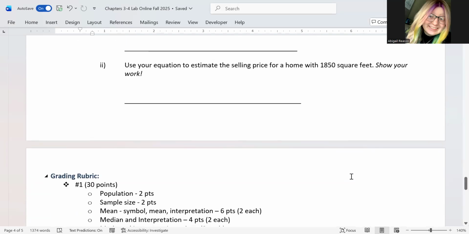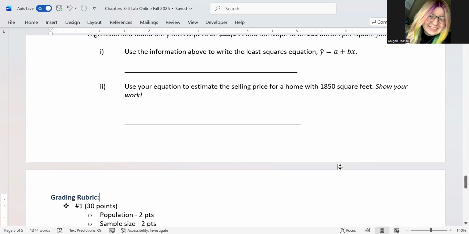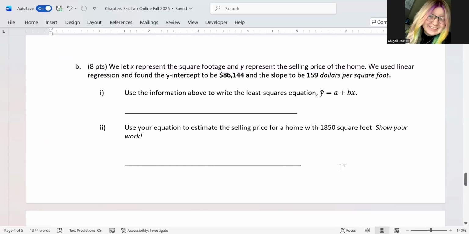So again, there's a rubric at the bottom to kind of help guide you with what you might need to make sure you answer. And then if you have any questions at all, please be sure to reach out to your instructor.